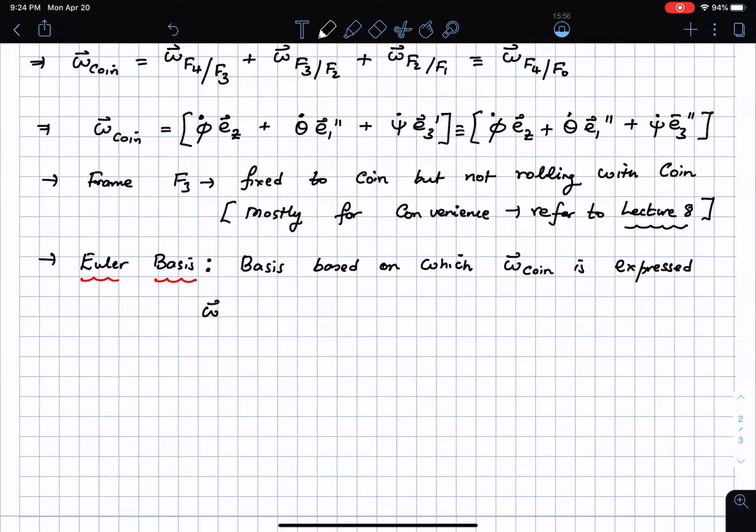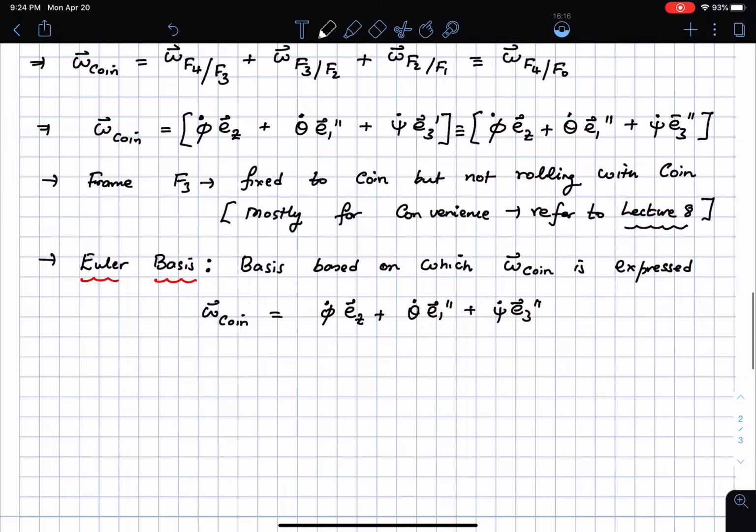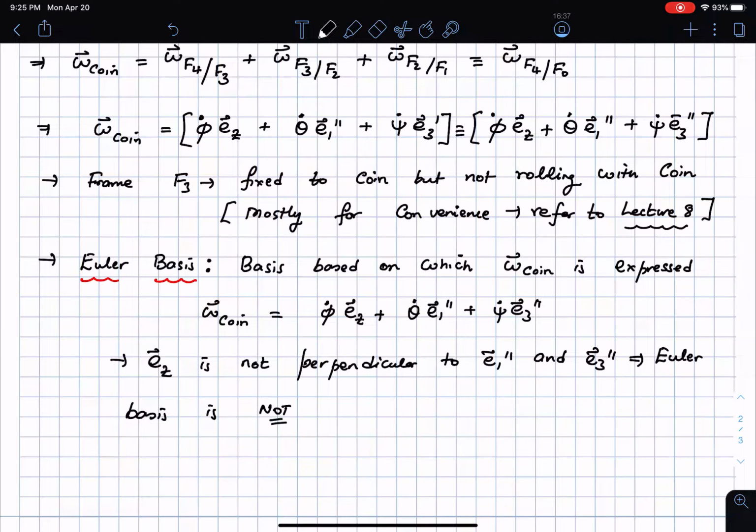And we see that omega of the coin was phi dot Ez, theta dot E1 double prime, psi dot E3 double prime, which implies that the Euler basis is not an orthogonal basis because Ez is not perpendicular to E1 double prime and E3 double prime, which implies that the Euler basis is not an orthonormal basis. This is a point that we had made in the previous class, so I'm not going to harp on it too much. The upshot is it's not a huge deal for us.